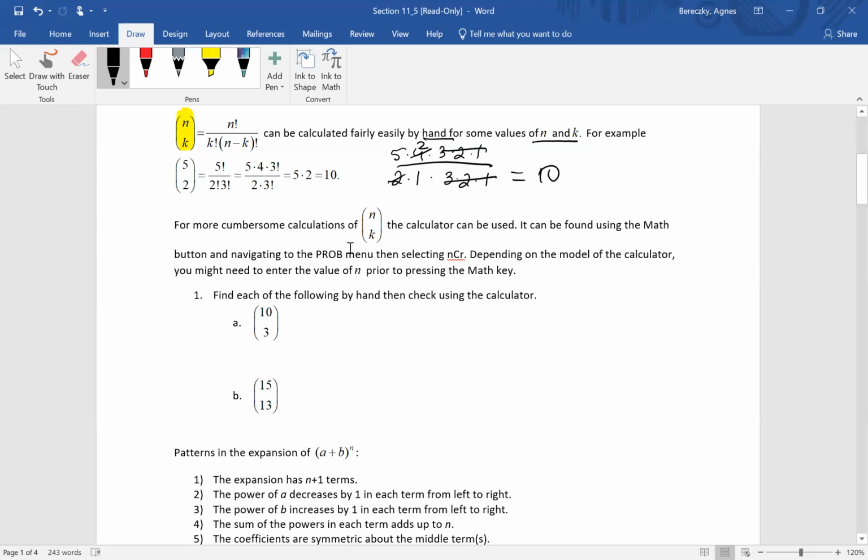For more cumbersome calculations of n choose k, the calculator can be used. It can be found using the math button and navigating to the PRB menu, selecting nCr. Depending on the model of the calculator, you might need to enter the value of n prior to pressing the math key. So find each of the following by hand, then check using the calculator. I will explain how to find it by hand, and then we will use our calculator.